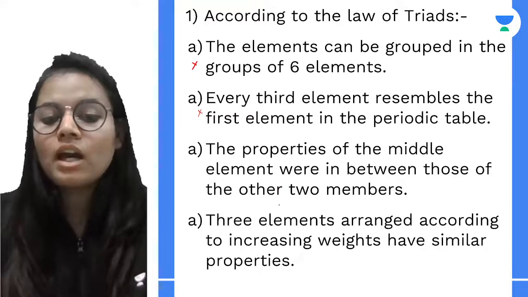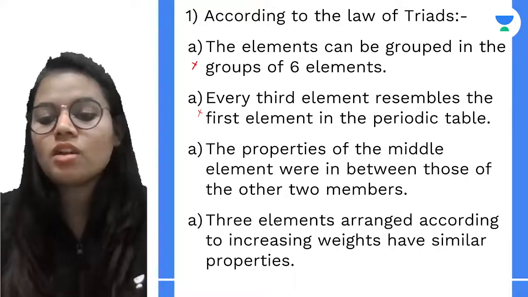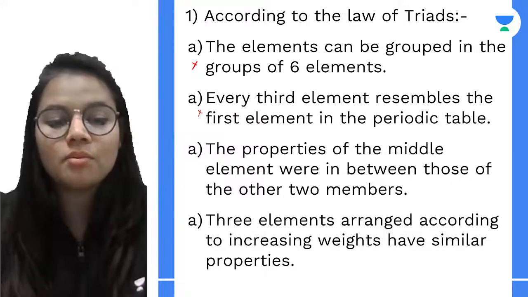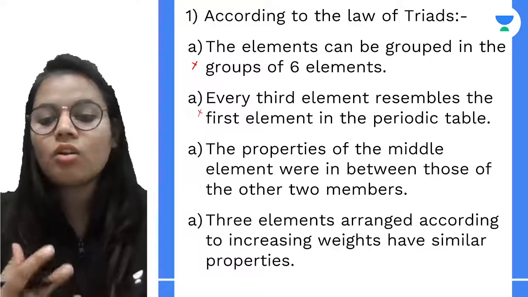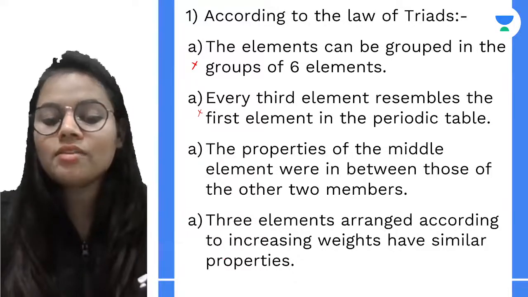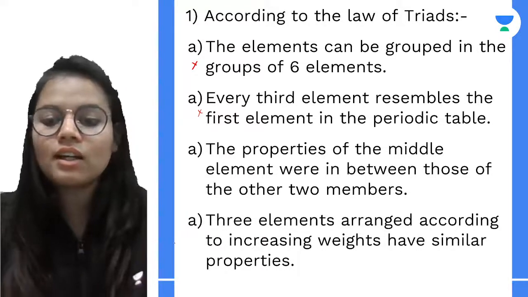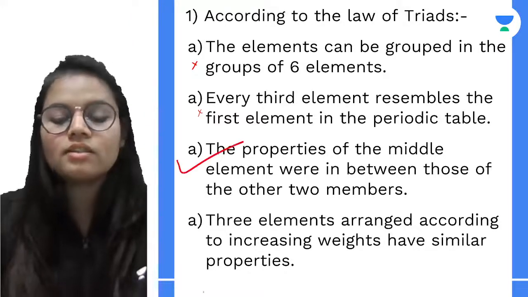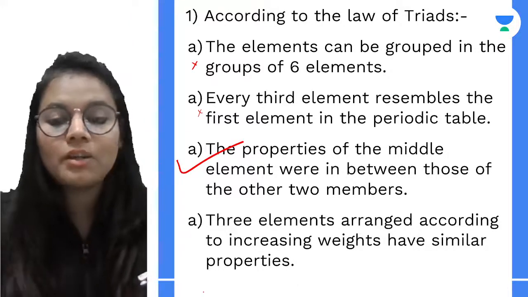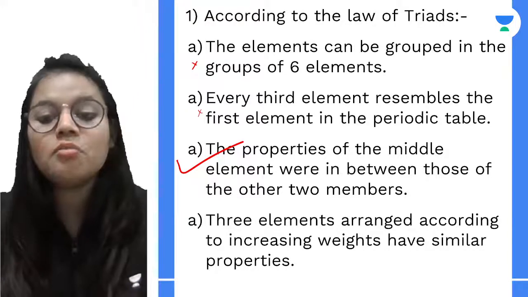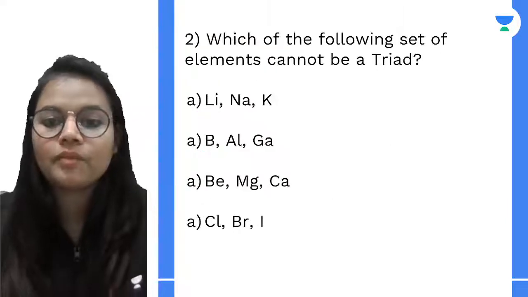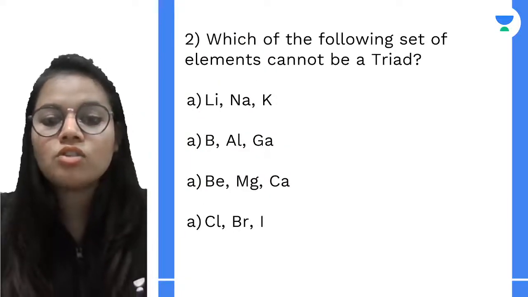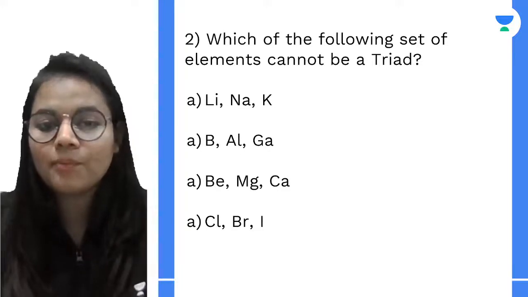Okay, let's see. Three elements arranged according to increasing weights have similar properties. So over here, the correct answer is this: the properties of the middle element were in between those of the other two elements. Next is, which of the following cannot be a triad?